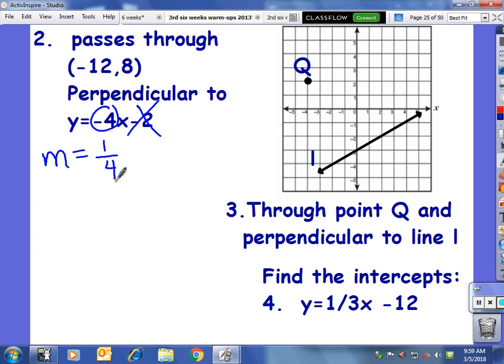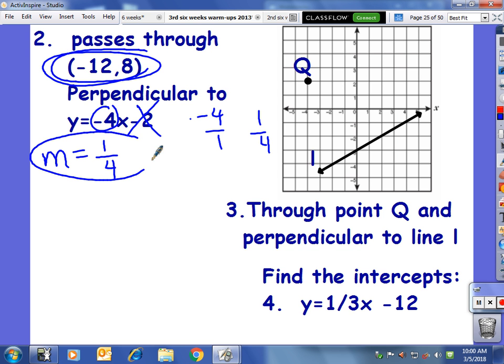Now, if I had wanted to be parallel to it, I would have used -4. Parallel lines have the same slope, but I wanted to be perpendicular. So you had to flip it upside down, and you have to change the sign. Negative becomes positive. Now, that's just phase 1. Now I have to find my y-intercept still. I gave you a point, and you had to figure out the slope I wanted you to use.